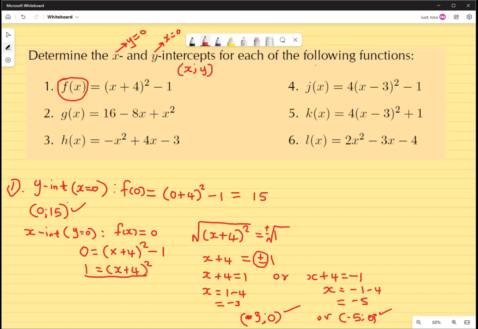We're now going to go to number 2. Let me get our calculator ready for number 2.